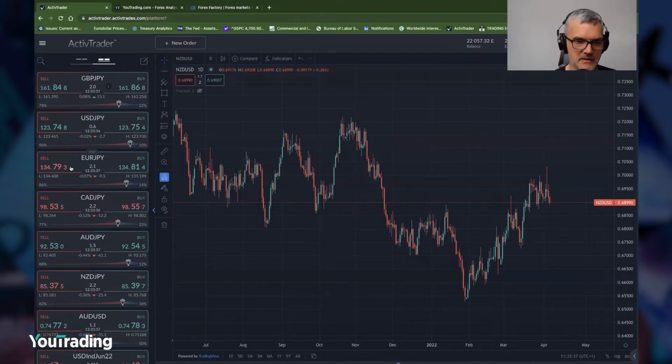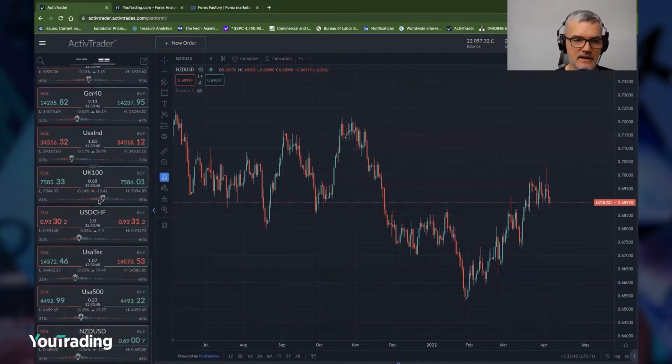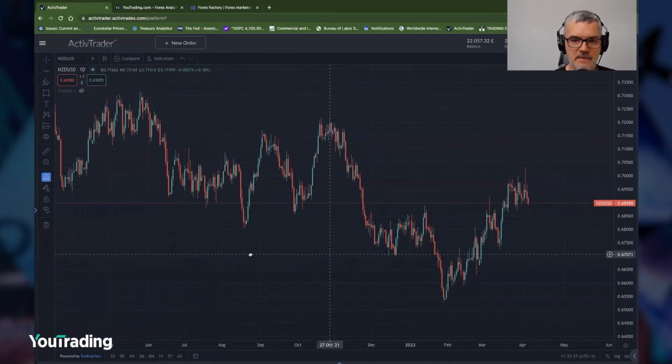Euro yen, exactly the same sort of thing. 86% are trying to go short. So they're going to get squeezed out as well. So generally 80% of traders are wrong. So if you get a big number on the sentiment indicator, that's a great reason to go against them. But 66% New Zealand dollar versus US dollar, that's a good number to go against.